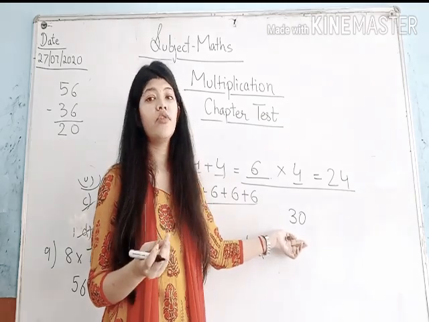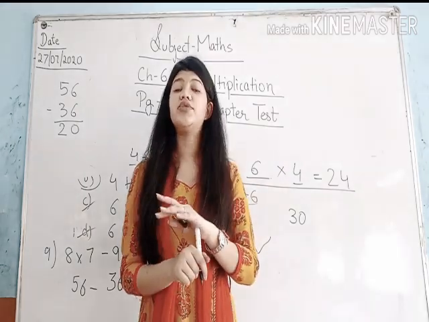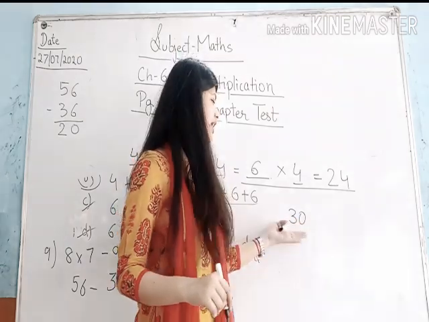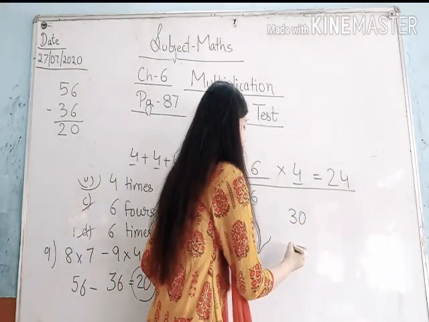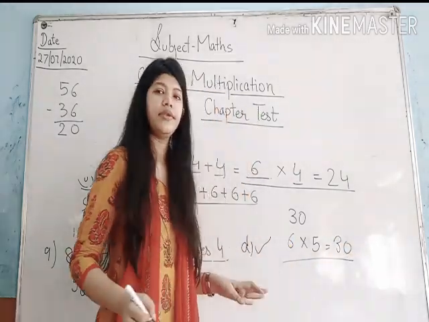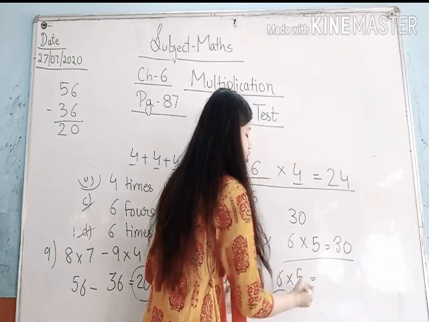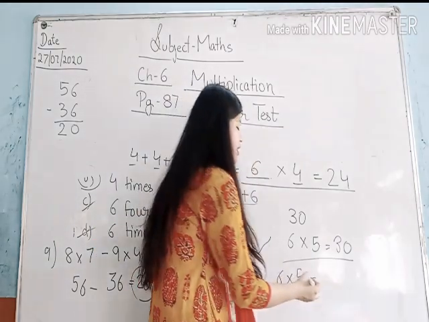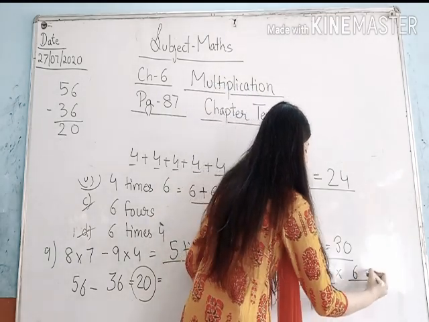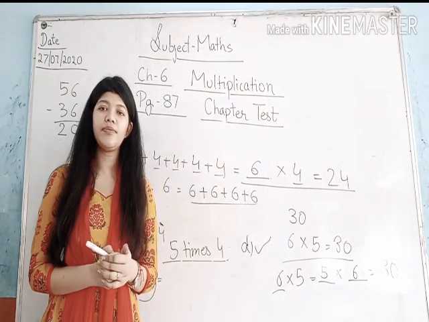5 ones are 5. 5 twos are 10, 5 threes are 15, 5 fours are 20, 5 fives are 25, 5 sixes are 30. Yes, it means if we will multiply 6 with 5, then the answer will be 30. Yes, so 6 into 5 is equal to, use order property here to fill the next blank. Yes, 6 into 5 is equal to 5 into 6, which is equal to 30. Clear? Okay, getting my point?